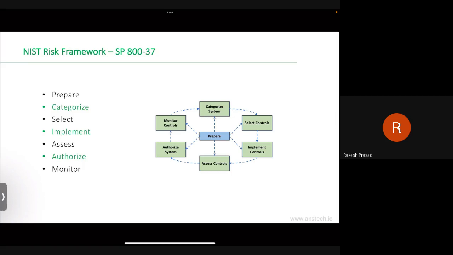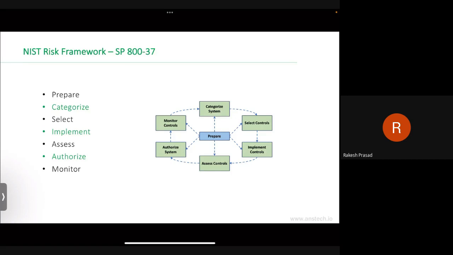So you categorize the system, you select a control, you implement the control, you assess whether the control is working fine, you authorize the system to operate, and then you monitor. This is NIST SP 800-37 in a nutshell, and this is all you need to know. If you know that NIST SP 800-37 is a control-dependent risk framework, this is more than enough.